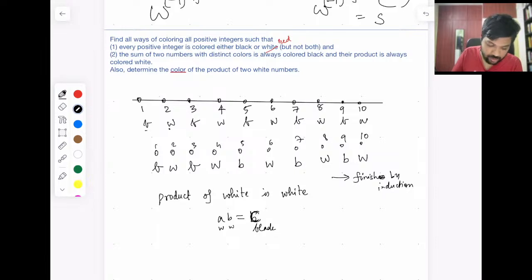Something like this we should do. Either everything is white, in which case there is nothing to prove, or everything is black, and even then there is nothing to prove because there are no white numbers, or one is anyway black otherwise.